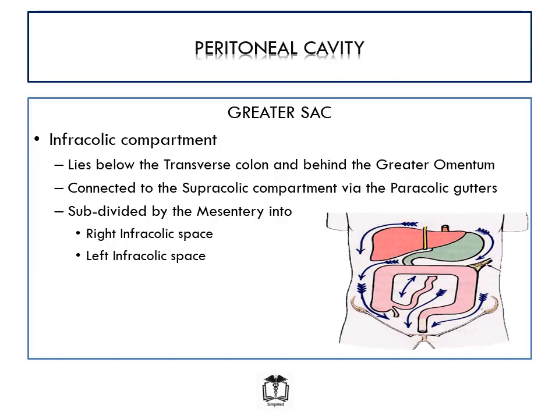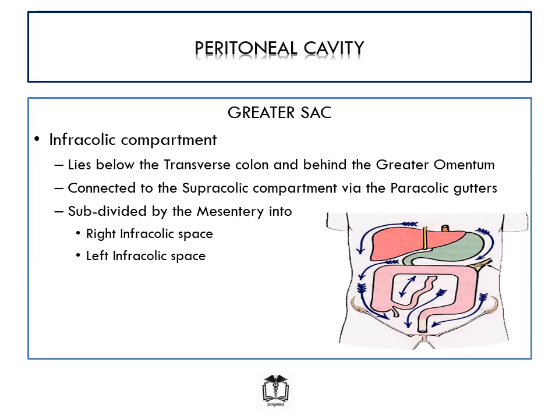The infracolic compartment, whereas, is found below the transverse colon but behind the greater omentum. It is connected to the supracolic compartment through the paracolic gutters, and it is further subdivided by the mesentery into the right infracolic space and the left infracolic space.